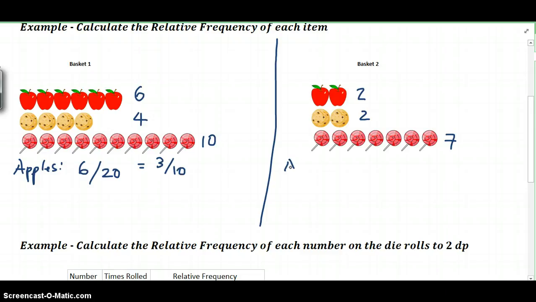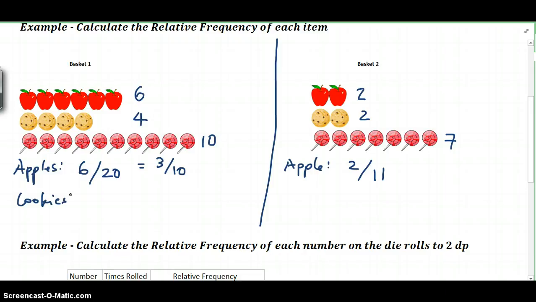If we apply that same thing to the other side, we see the apples observed twice, and out of how many options are there? 1, 2, 3, 4, 11 times. So that's 2 out of 11. Now, let's have a look at the other ones. So let's have a look at the cookies.